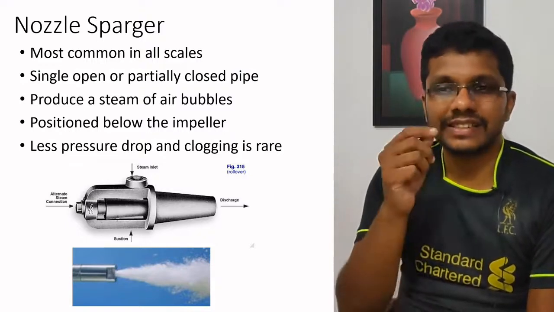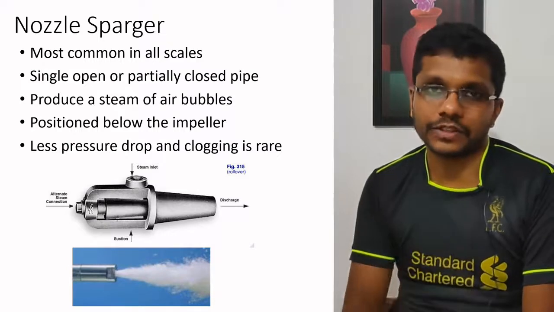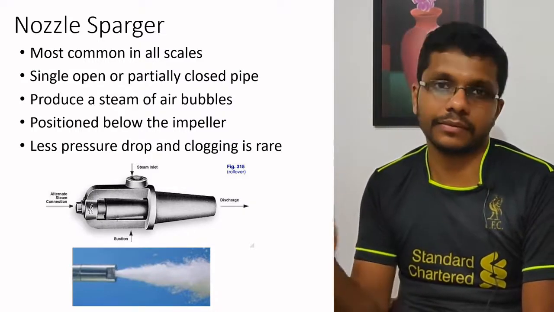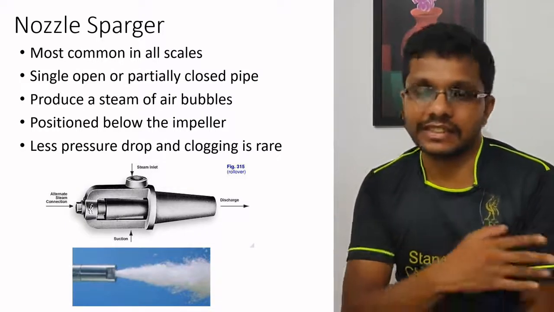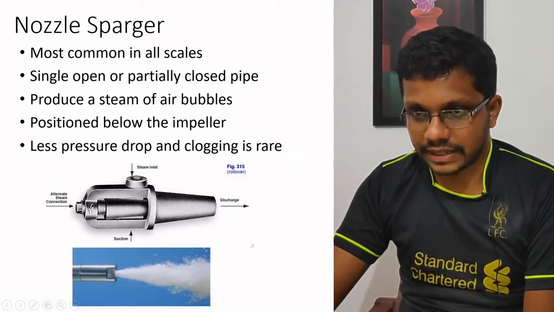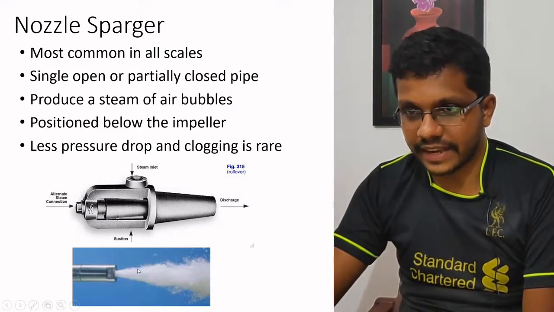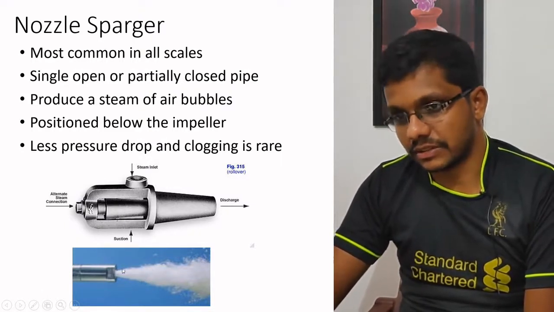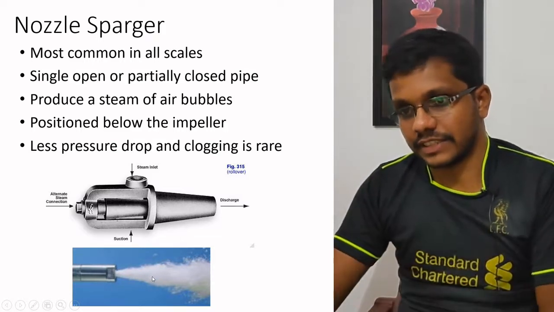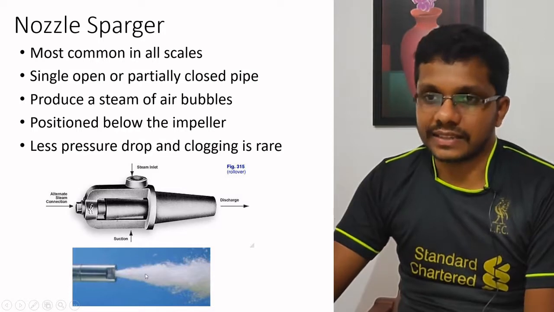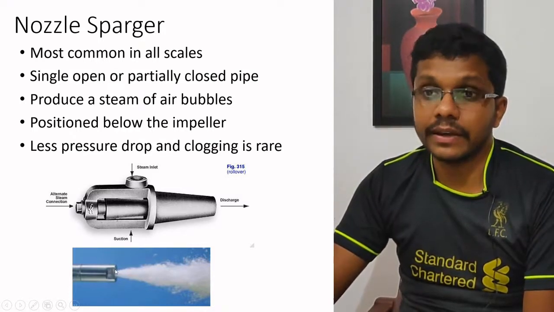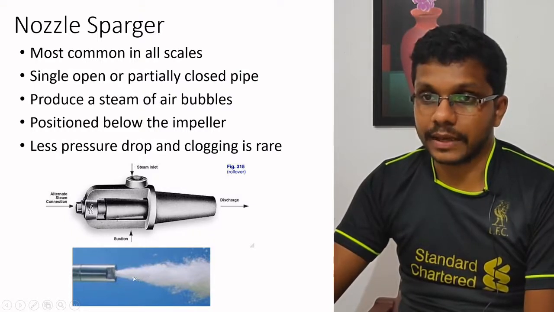It has only a single opening or partly closed pipe. Unlike the other types of spargers, which are able to produce a series of air bubbles, the nozzle sparger has only one entry. It looks something like this. The air is pumped into the fermenter just like a jet, through a single open or partly closed opening, and through this opening air is coming out.